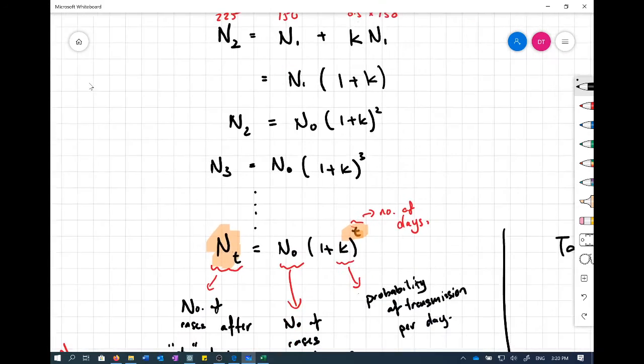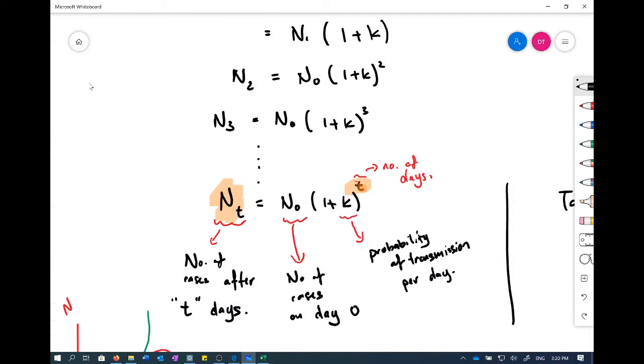So we can write down a generalized equation like this. N after t days, on day t, equals the original number of infected cases on day 0 times (1 plus k) to the power of t number of days. So this is our exponential equation. The dependent variable, the number of infected cases on any given day, is dependent on this independent variable, the number of days that has elapsed. And it's controlled by these constants, N naught, which is the original number of infected cases, and k, which is a factor of how quickly the virus is spreading.